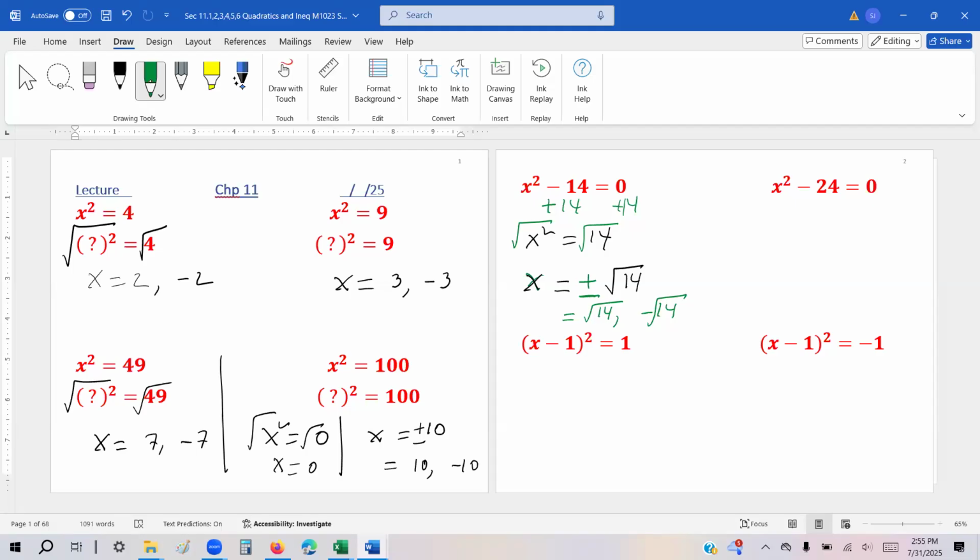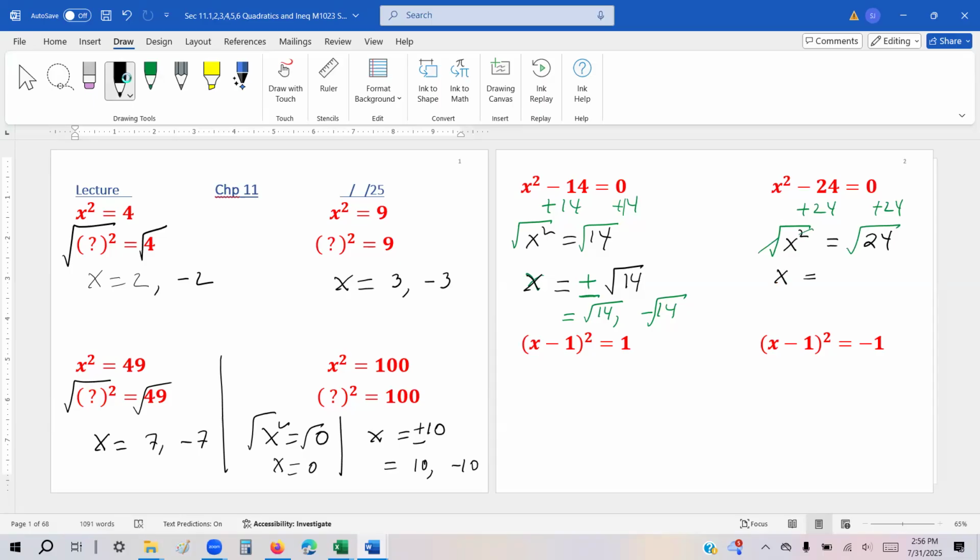Let's do the next one, x squared minus 24. What is our first step? Add 24. So we get x squared equals 24. And now we want to get the x alone. So to get rid of the square, we need to do what? Square root. So square root cancels out, and we get the x alone.